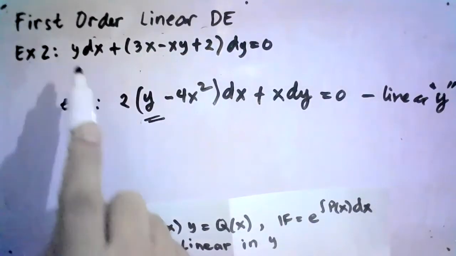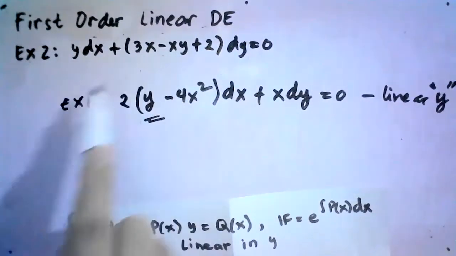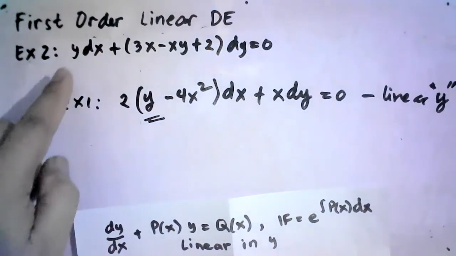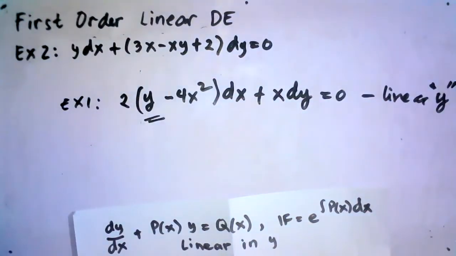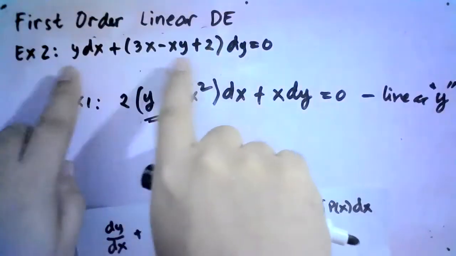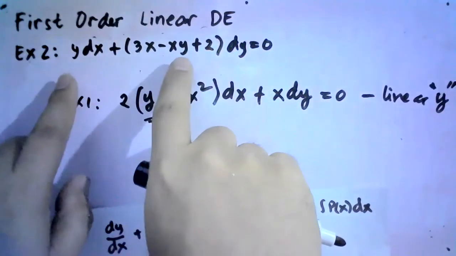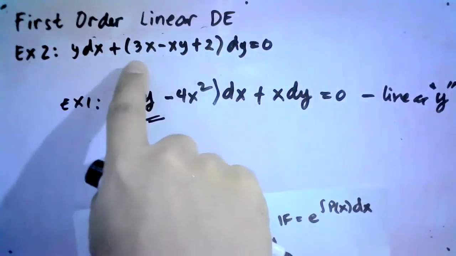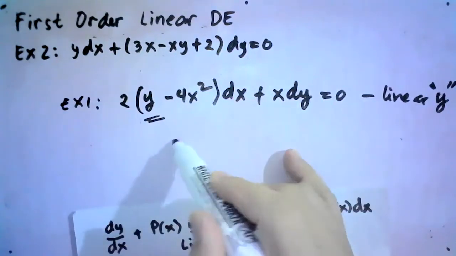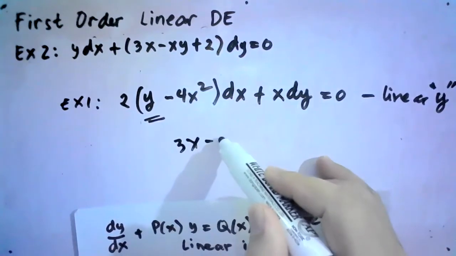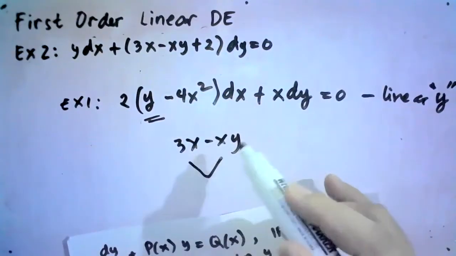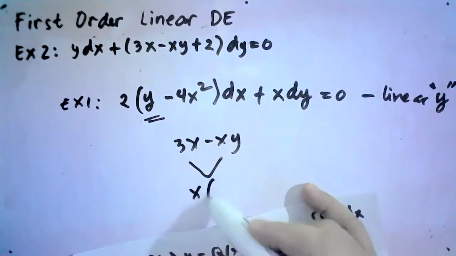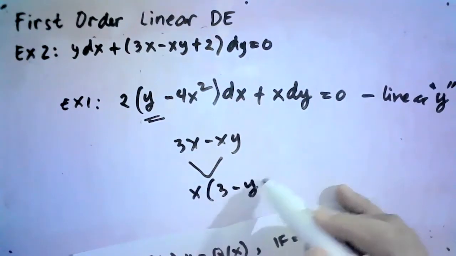Now, how about this one? If you have noticed, we have y here, and we also have y here. However, they are not in pair, unlike x, where these are in pairs. We have 3x minus xy. So this can be rewritten as x times (3 minus y).